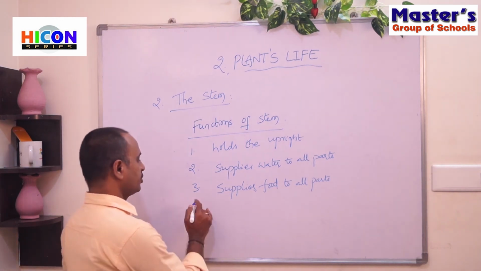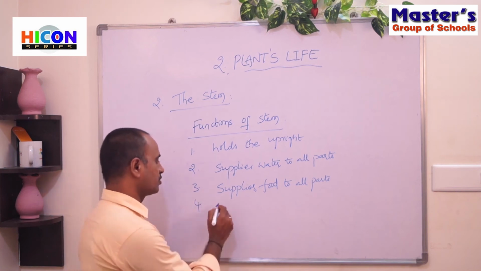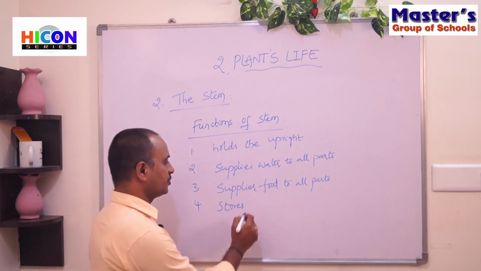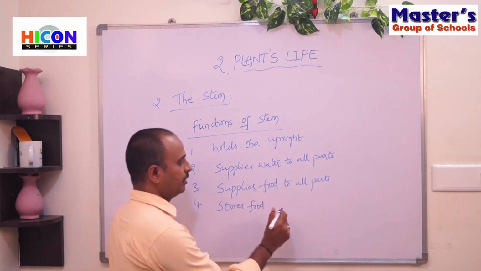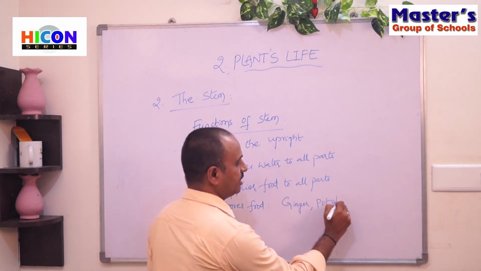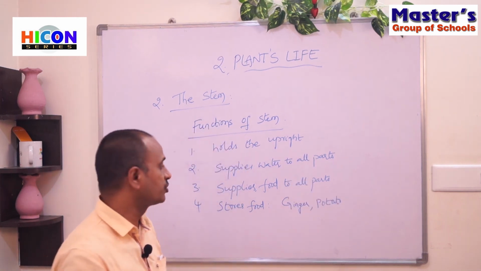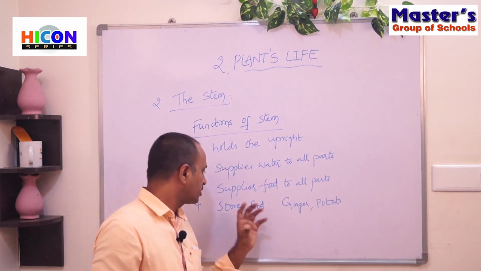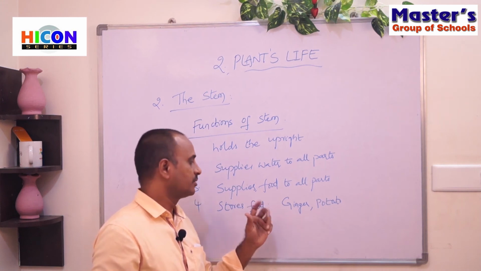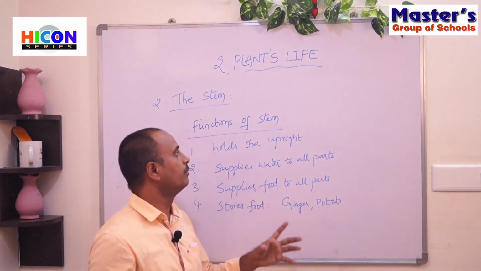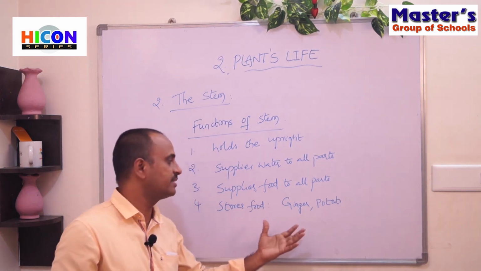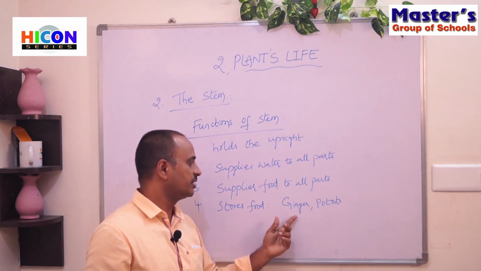Another function is that some stems store food in them. Just like roots, in some plants the stems also store food. For example, ginger and potato. These are stems of plants which store food in them. That's why the stem of these plants becomes thick and bulbous. Ginger and potato are examples of stems which store food, and we can eat the stem of these plants as food.